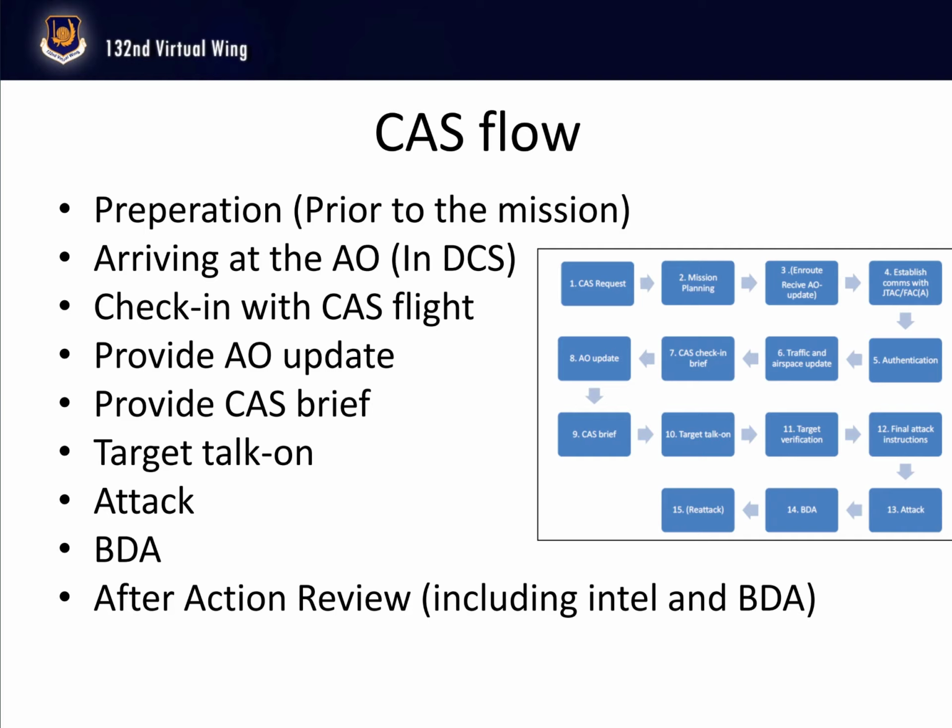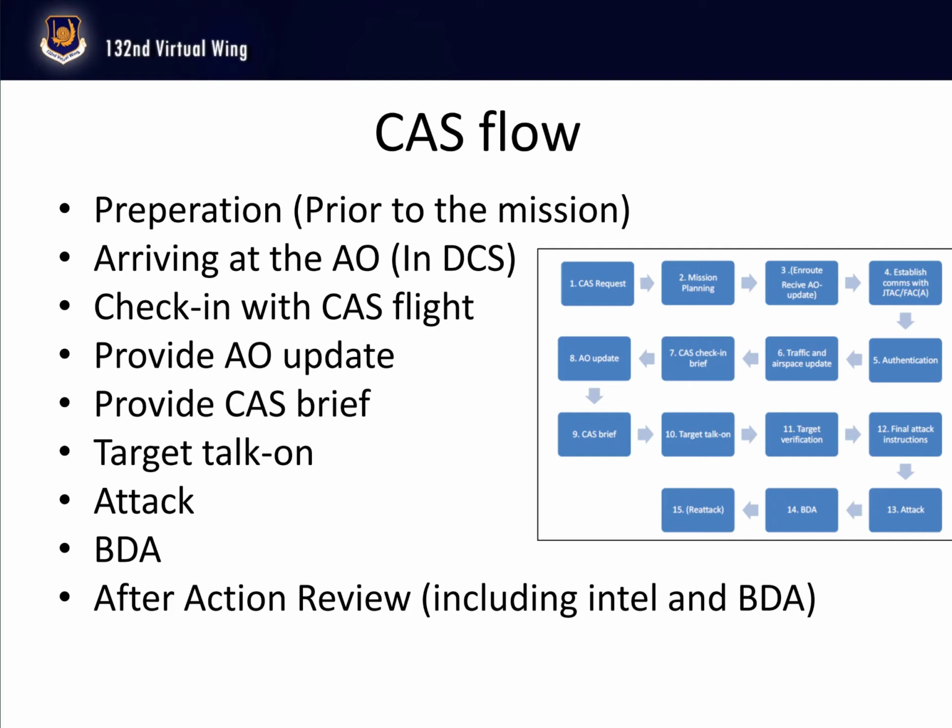Once this is done, the JTAC will give the traffic and airspace update, which basically tells the pilot who just arrived to the AO the situation in the airspace. We have 2 more flights currently in the area. This flight is holding down there in the south. These are the altitude blocks. There's another flight holding in the north, in another altitude block.